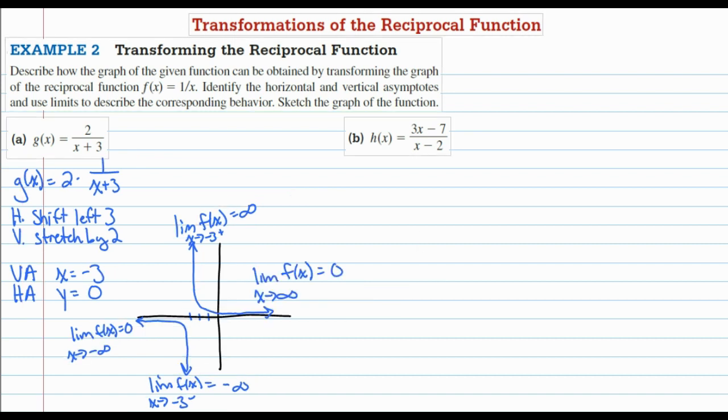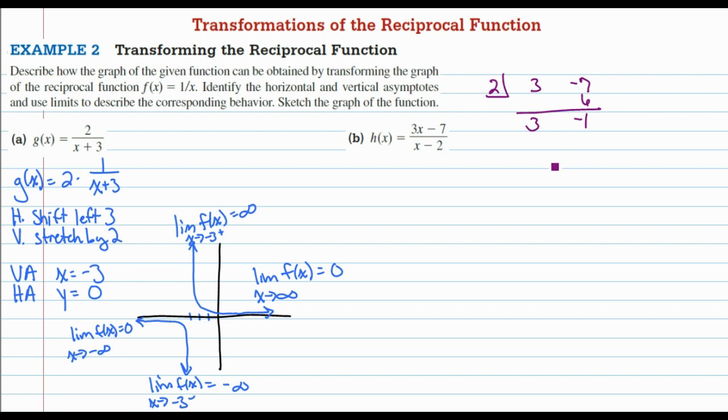Now part B is weird. It looks nothing like the reciprocal function. We've got an x in the numerator and an x in the denominator. Well, there's a trick to this. I can do synthetic division, or long division if you prefer, I doubt it, and plug in 2 to the coefficients in the numerator. So I'm going to take 3x minus 7 and use synthetic division to divide by x minus 2.